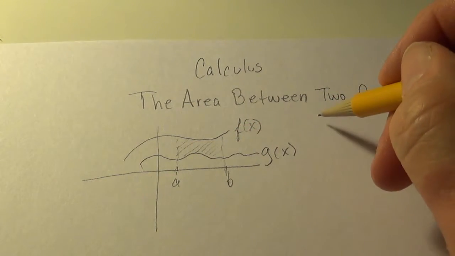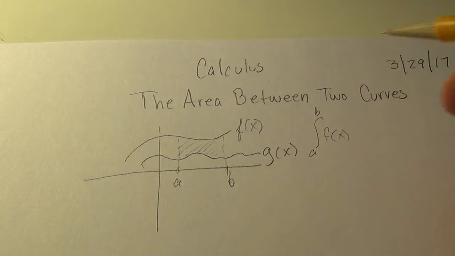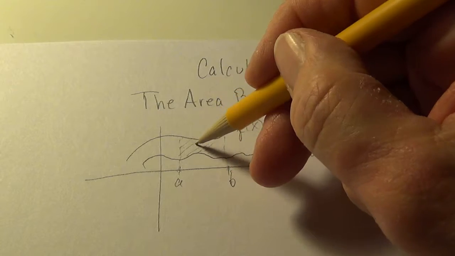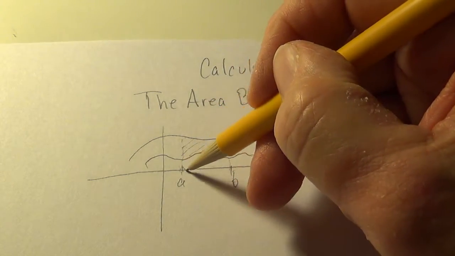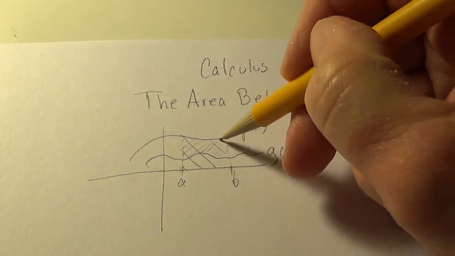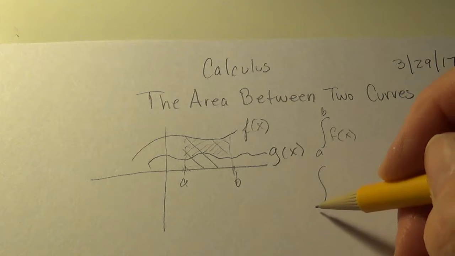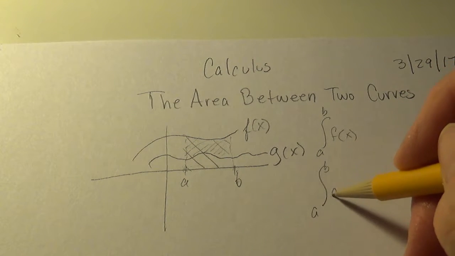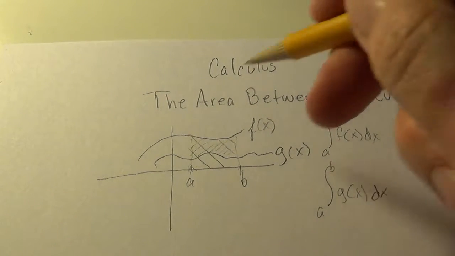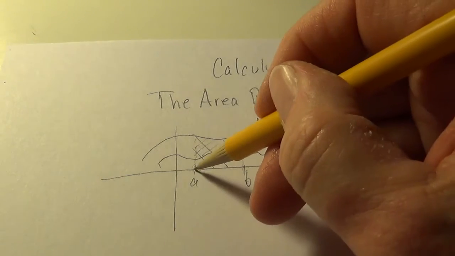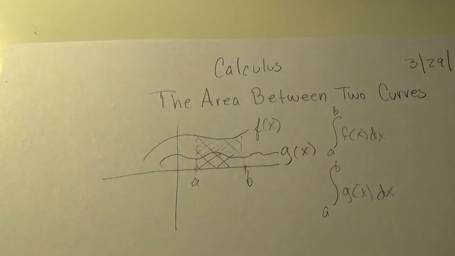Well, if I took the integral of just plain f of x from A to B, that would give me the area below this curve and above the x-axis. So it would give me this. And if I looked at the area from A to B of the lower curve, that would give me the area between the x-axis and that curve.